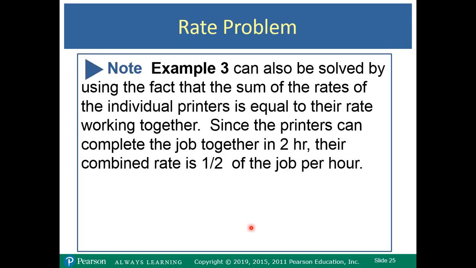Okay, now rate problem. Note that in example 3, number 3 can also be solved by using the fact that the sum of the rates of the individual printers is equal to their rate working together. Since the printers can complete the job together in 2 hours, their combined rate is 1/2 of the job per hour. That makes sense.